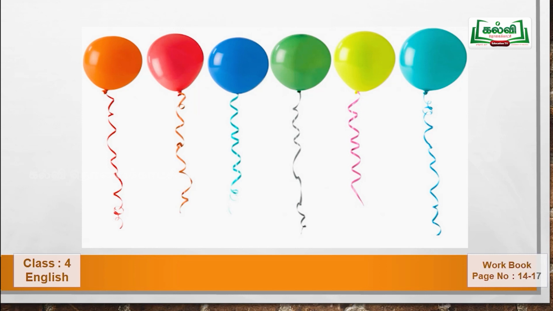Yes, these are balloons. Do you all like balloons? Yes, of course. Which color balloon is before blue color? Yes, it is red color. Which color balloon is after blue color? Yes, it is green color. What are the prepositions used here? Before and after are the prepositions used here.